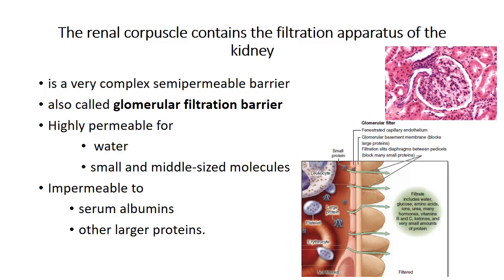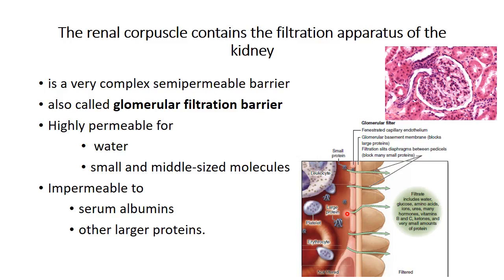The renal corpuscle is very important because it contains the filtration apparatus of the kidney, where plasma is initially filtered. This apparatus is composed of a complex semi-permeable barrier called the glomerular filtration barrier. This barrier is highly permeable to water and small and medium-sized molecules. However, it is impermeable to serum albumins and other larger proteins.